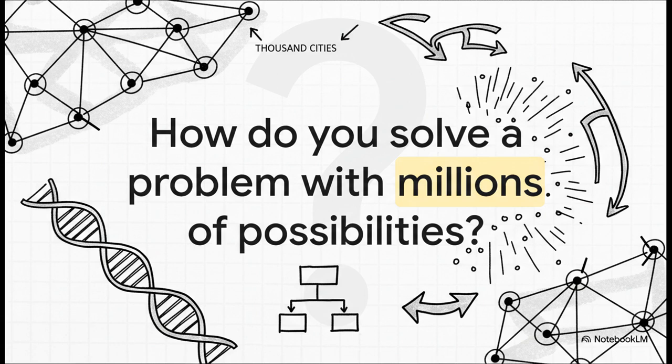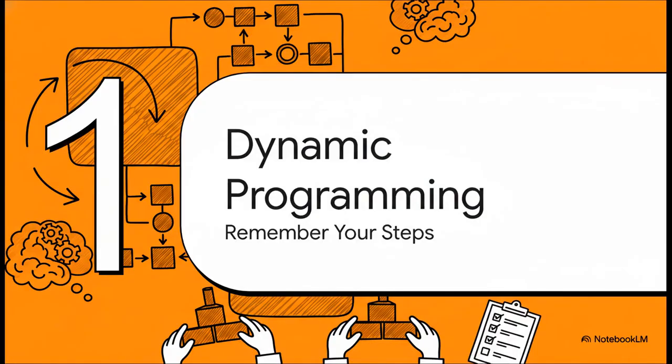So let's dive into our first secret weapon. And our first one is a very powerful idea called dynamic programming. Now, don't let that fancy name scare you. At its heart, it's actually a very simple, very human idea. If you've already done some work, why on earth would you do it all over again? It's all about being smart, being efficient, and not wasting your effort.